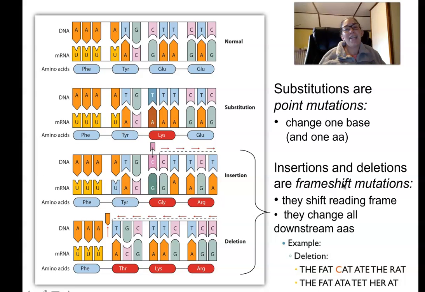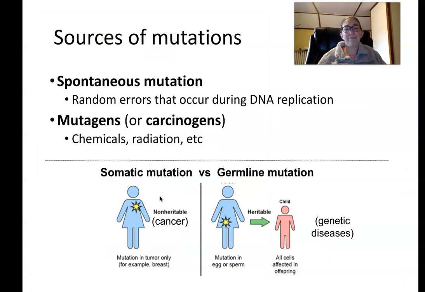My little analogy or example is if we had this sentence that's all 3-letter words, the fat cat ate the rat. If we deleted that C and shifted everything, so they're still 3-letter words, it would then read the fat Ada tet her at, which doesn't make any sense. Now the sentence doesn't make any sense. So those are called frame shift mutations, ones that cause a shift in the reading frame and affect all of the amino acids after that point.